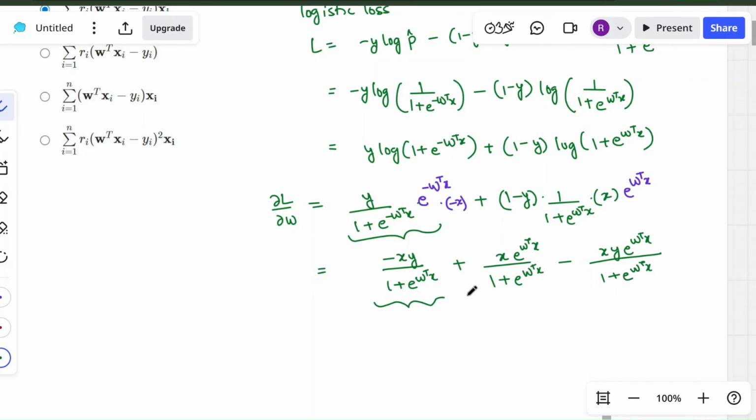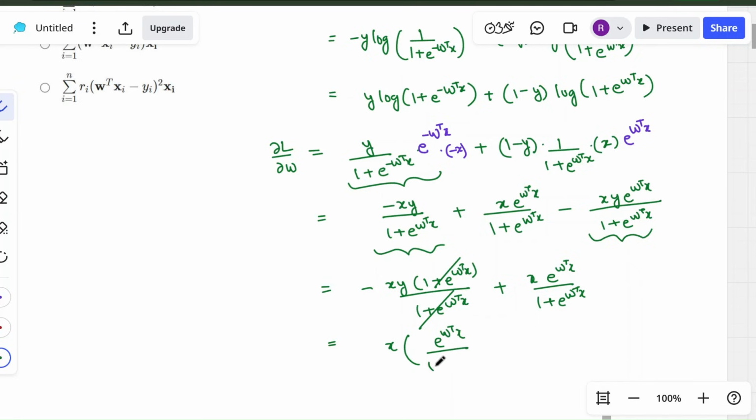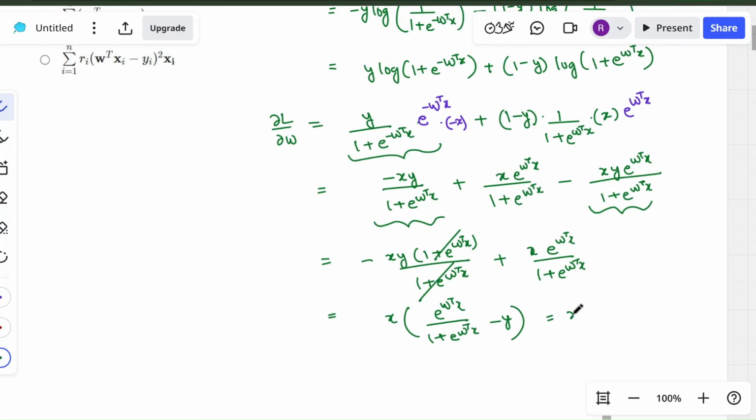Again, let me join this term and the last term, right? What will I get? I'll get minus xy taken common, and then 1 plus e to the power w transpose x divided by 1 plus e to the power w transpose x. Again, this part will get cancelled out. Then I'll have x times e to the power w transpose x by 1 plus e to the power w transpose x. Remember, this is nothing but x times e to the power w transpose x by 1 plus e to the power w transpose x minus y. And what is this? This is nothing but x times p hat minus y.